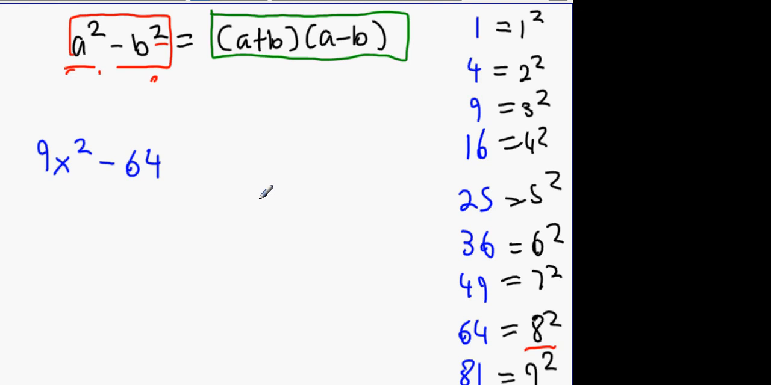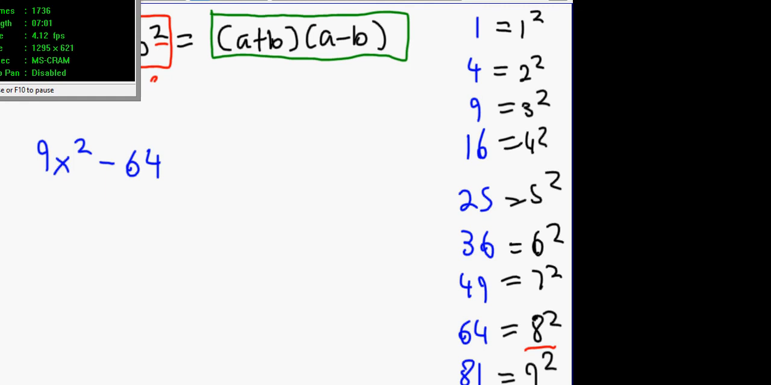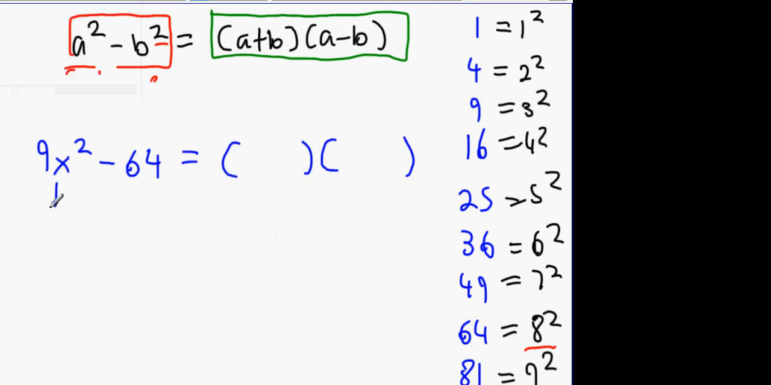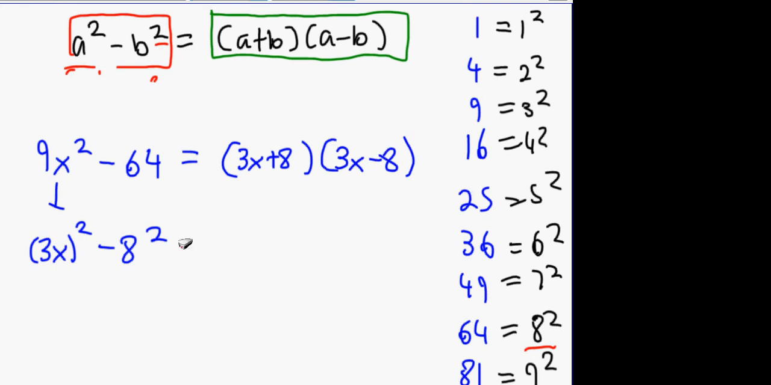Here's the question. Does anybody in the class know a way to get the answer? Joey said this. Joey said change 9x squared into 3x squared. Then he said change the 64 into 8 squared. A is 3x and B is 8. So the answer is going to be 3x plus 8, 3x, Luke, minus 8. Do you got it? Alright, we're going to try one or two more now.